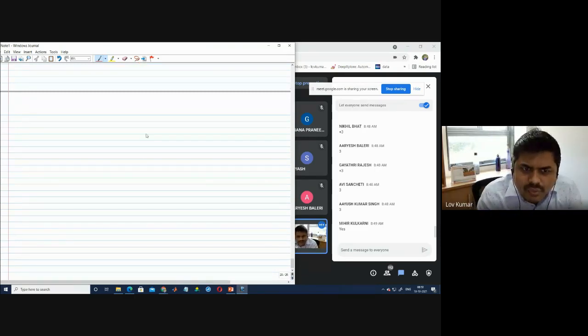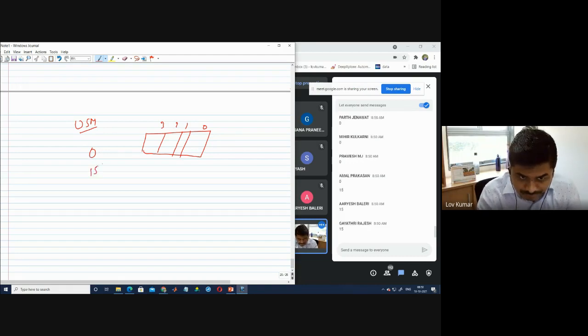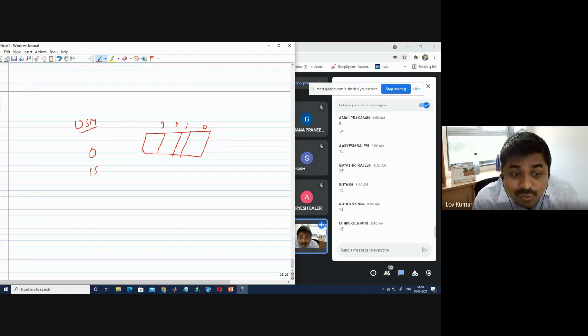Now, if you are taking this 4-bit number, this is your bit number 0, 1, 2, 3. If you are talking about the unsigned number, what is the minimum value we can represent? 0. What is the maximum value we can represent? 15. But now assume that you are planning to represent 16, what value will it represent?